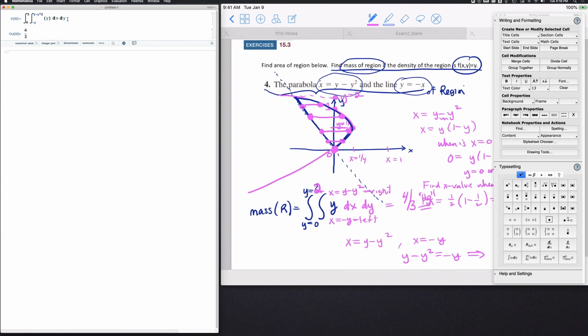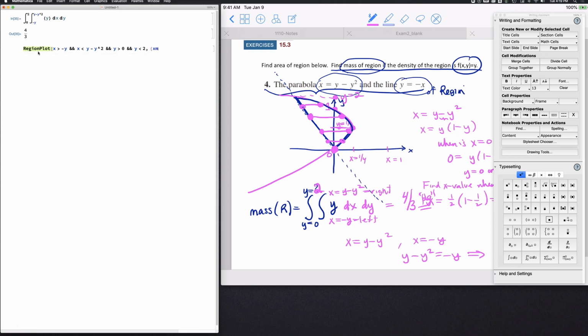You want to know that you've got the right region. Let's see if we've set this integral up correctly with a region plot. We know that x has to be bigger than negative y, and x has to be less than y minus y squared. And we know that y has to be bigger than 0 but less than 2. So this is a description of that region.